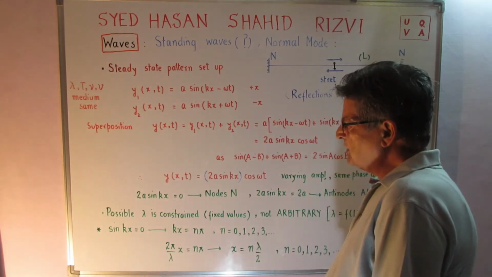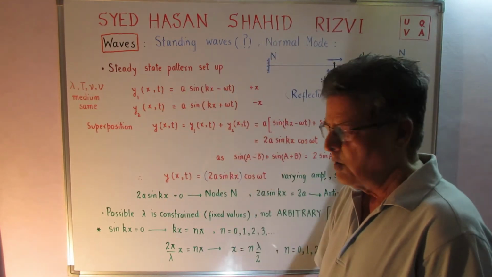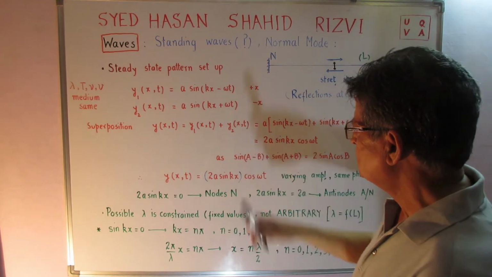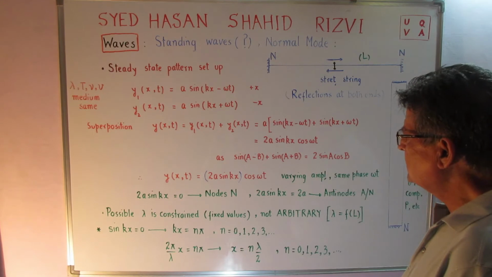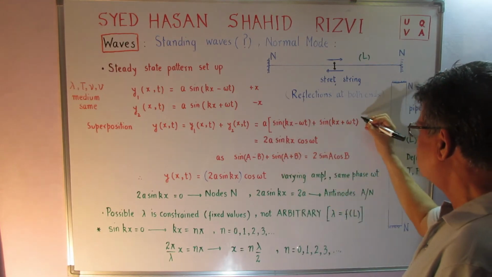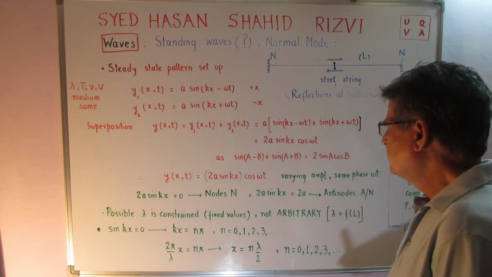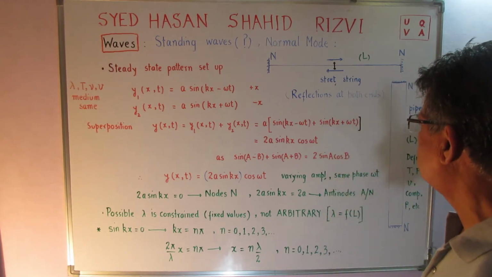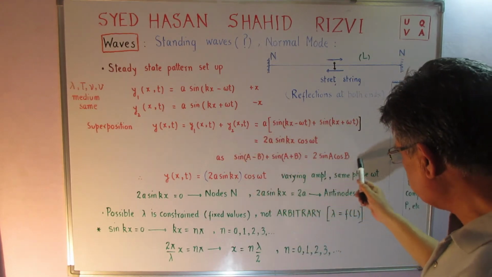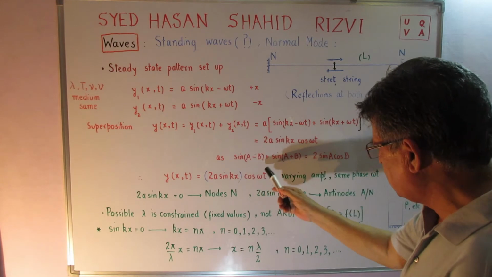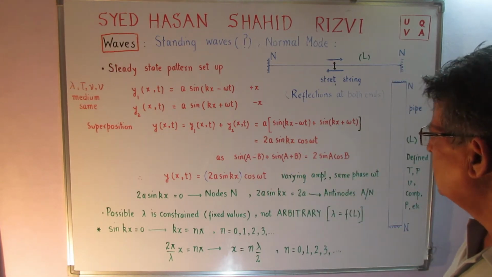They superpose. When the superposition occurs, then we get a net disturbance. y(x, t) is equal to y1 plus y2 (x, t). So I can write this as an equation like this. Sine of kx minus omega t, plus sine of kx plus omega t. Which, because of the identity which we have discussed earlier, sine of a minus b plus sine of a plus b is equal to 2 sine a cos b.